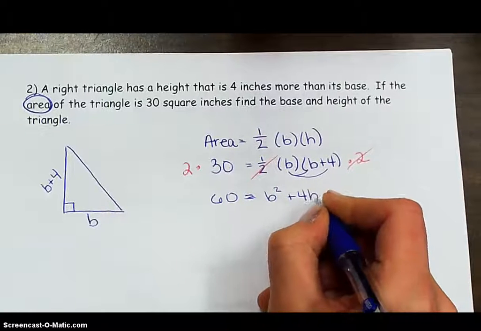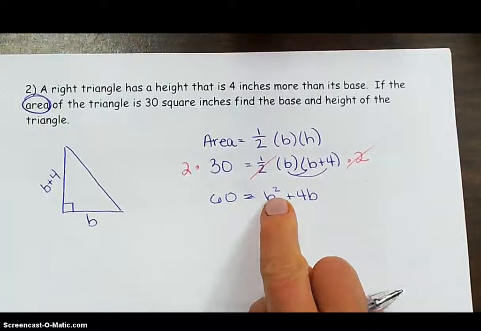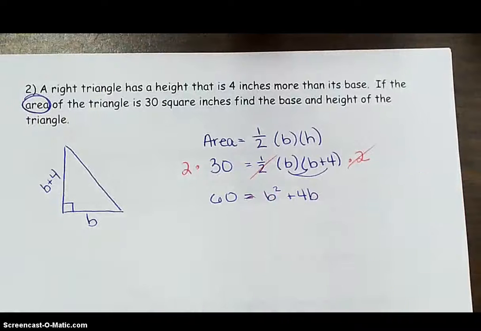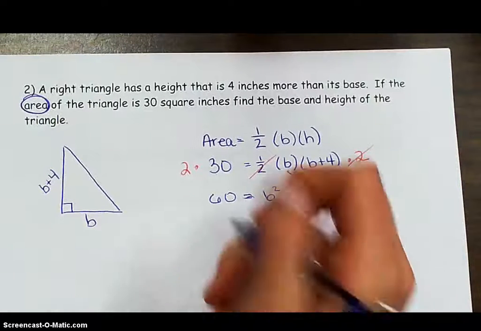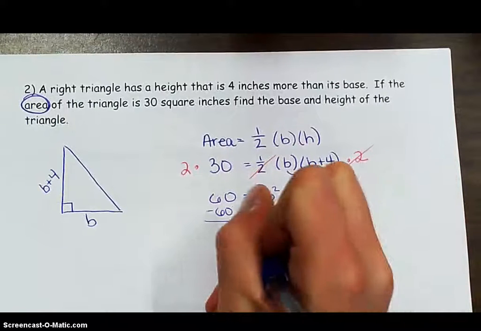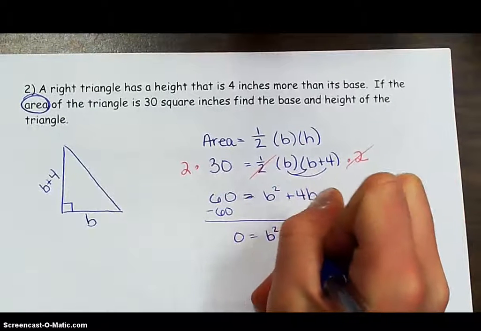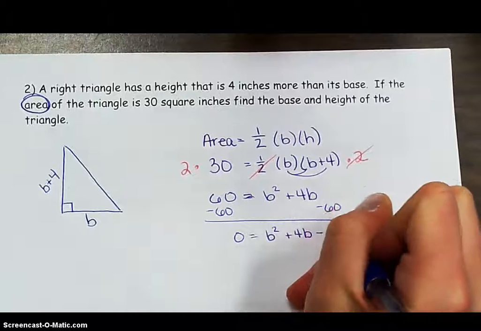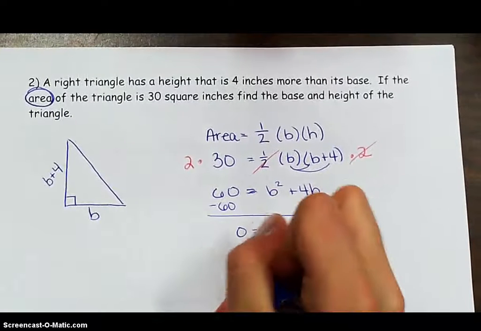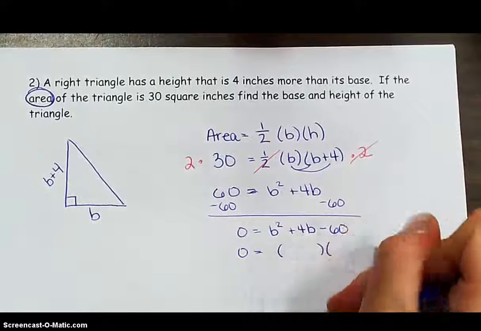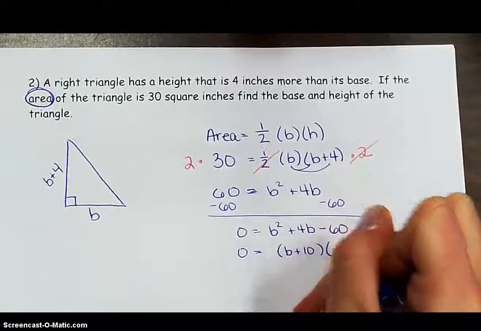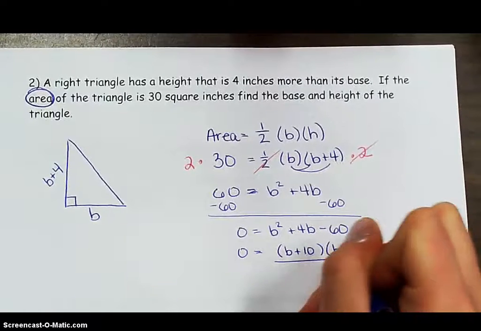plus 4B. Now once again, my B is to the second power, which means I'm going to have 2 answers here. If I have 2 answers, I set the whole thing equal to 0, and then I can factor and solve. So I'm going to subtract 60. 0 is equal to B squared plus 4B minus 60. All right, and hopefully this is looking a little bit similar to the one we just did on the front. So 2 numbers that multiply to negative 60 and add to positive 4, well, that's going to be positive 10 and negative 6. And then we tee it up.